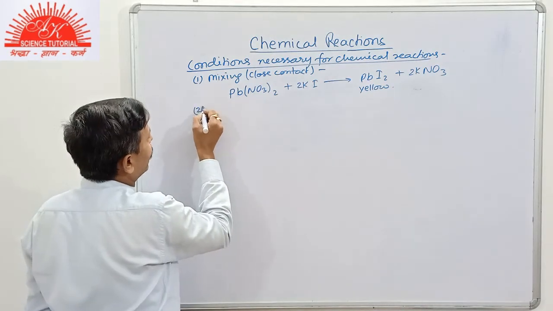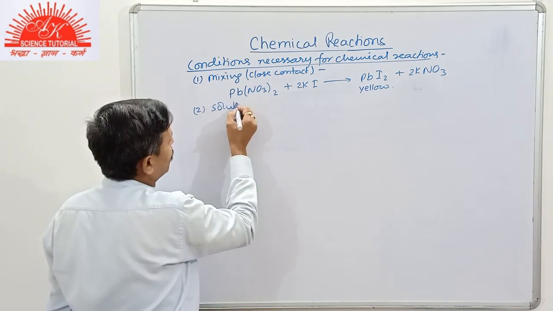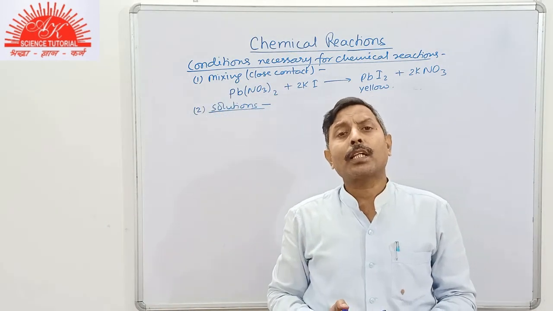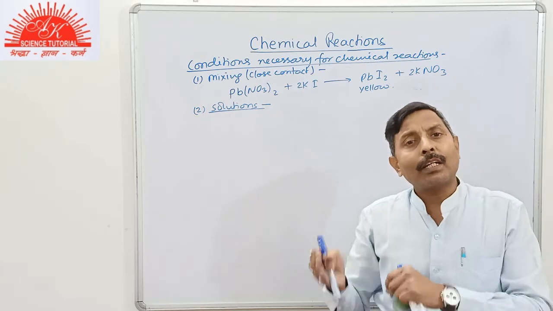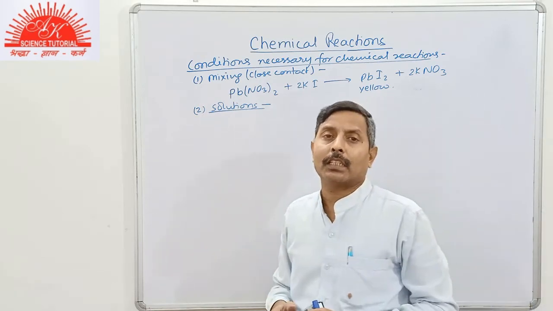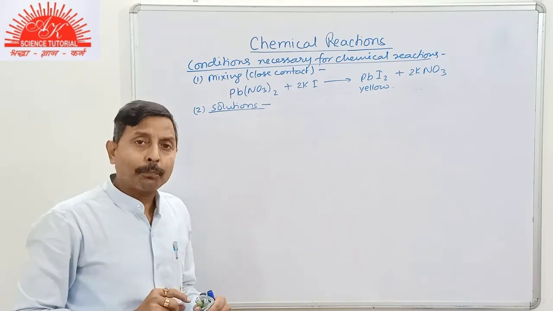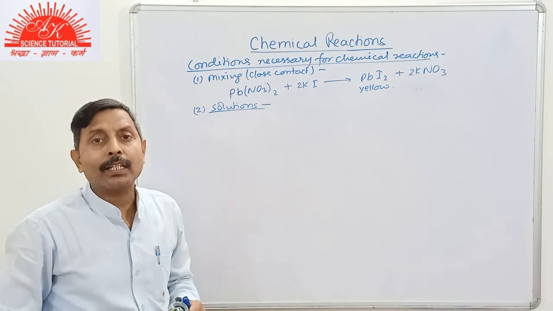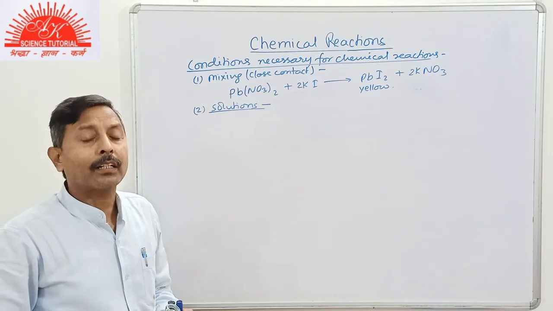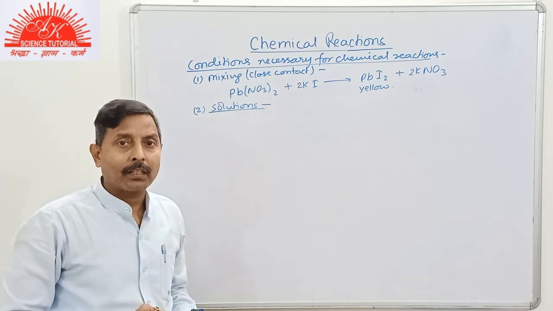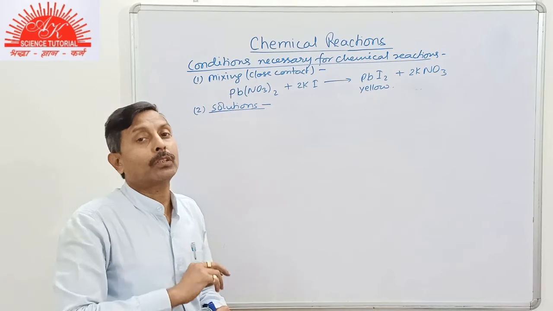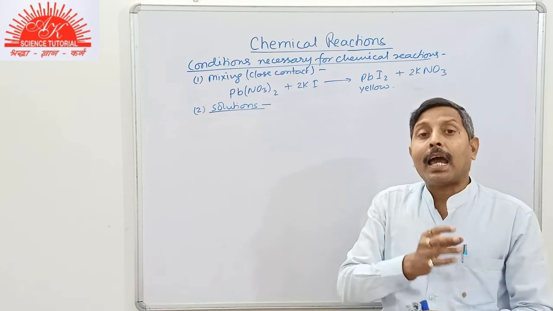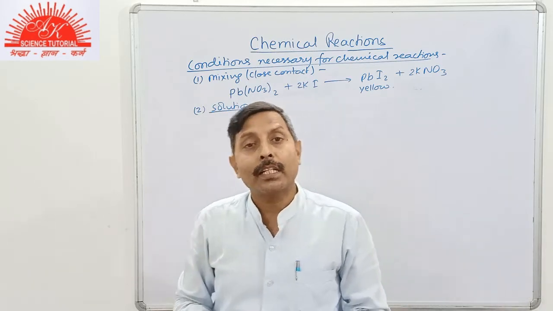Now the second condition required is solutions. As we know, in solution the molecules are freely mobile. They easily come in contact and collide with each other. So many reactions take place either when the two substances are mixed in molten state or in solution state. Like all kinds of precipitation reactions take place only in aqueous solution state, because there the exchange of ions takes place. As a result, the new substance, the precipitate, is formed.